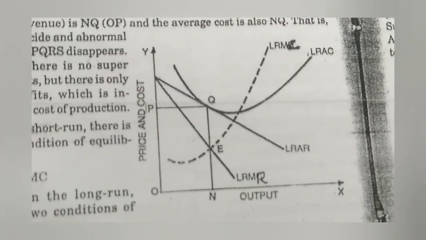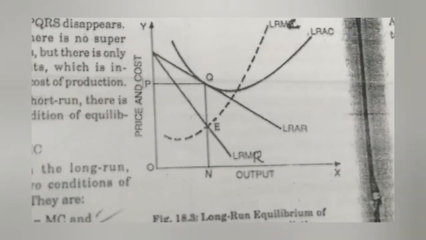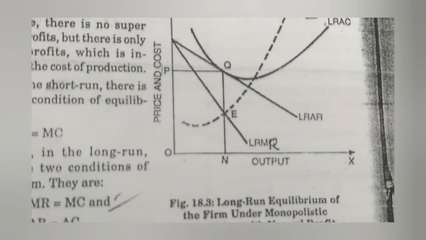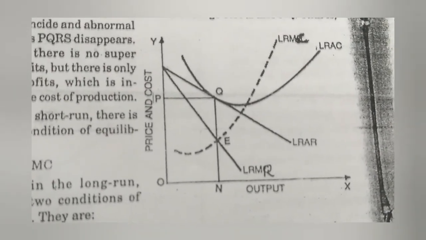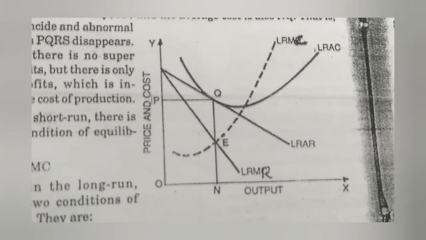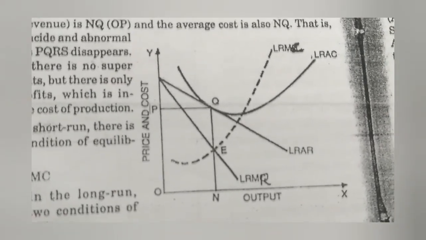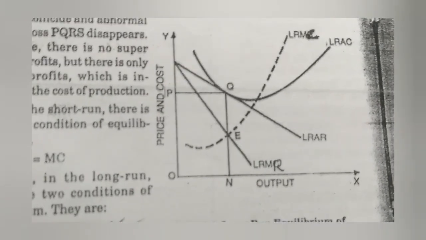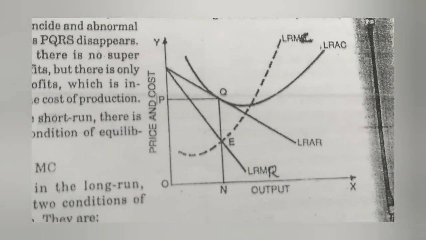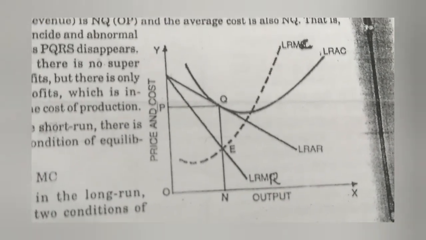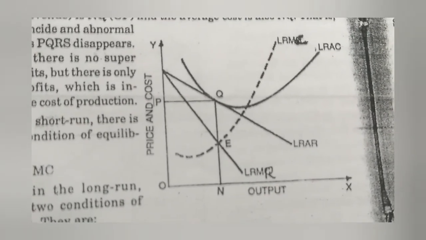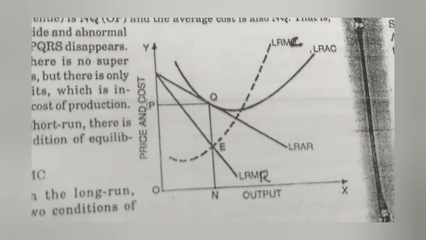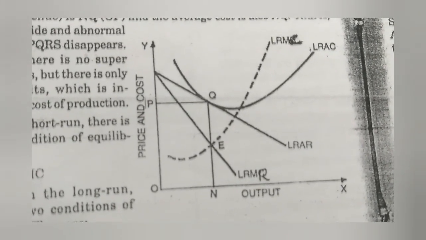This can be explained with the help of a diagram. The equilibrium point is E, where MR equals MC. At this point, the price, the average revenue, is NQ, that is OP, and the average cost is also NQ, that is QR. The abnormal profit or loss, PQRS, disappears. Therefore, there is no supernormal profit, but only a normal profit, which is included in the cost of production.